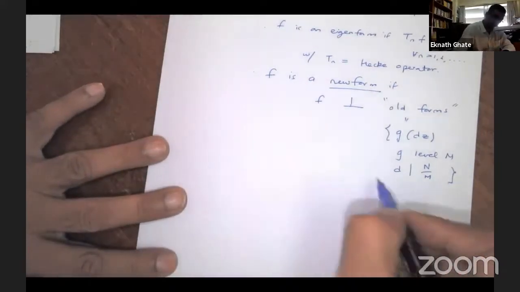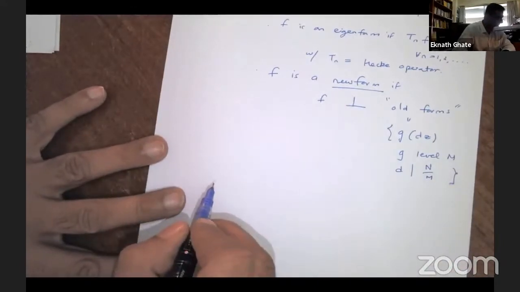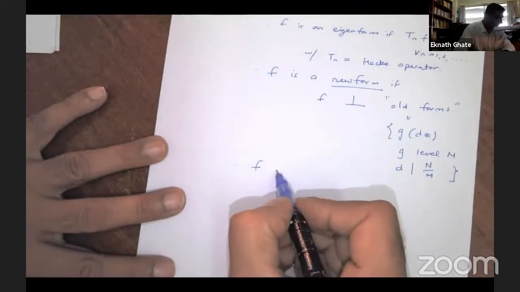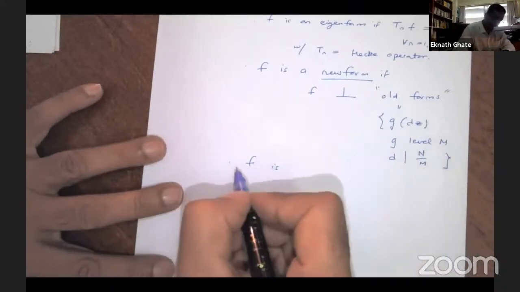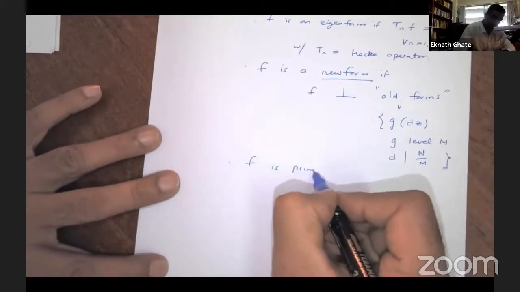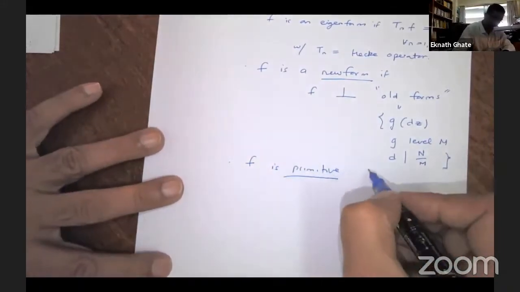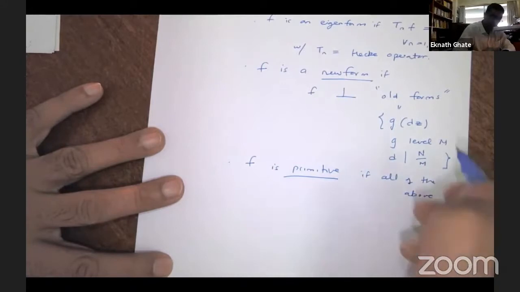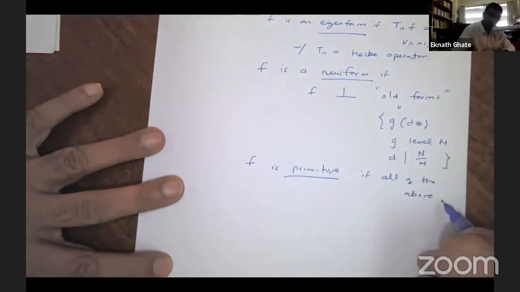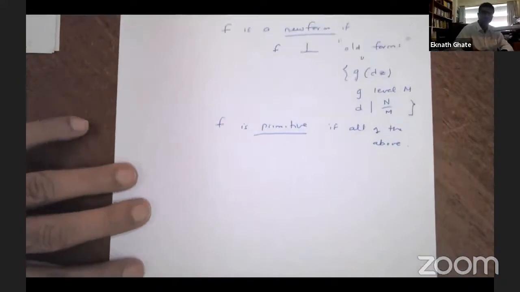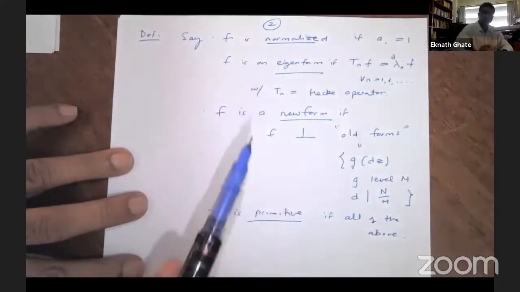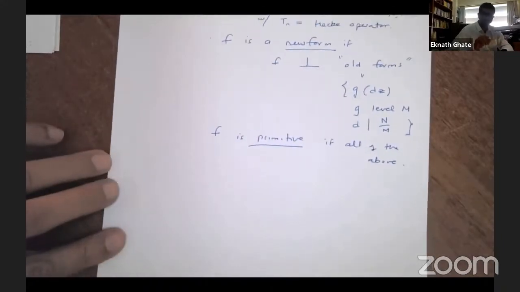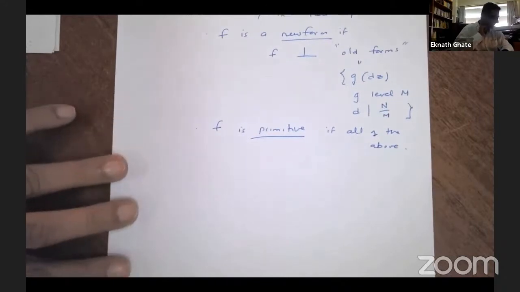Okay. So I won't write here under the Petersson inner product, which was defined last time. And finally, we say that f is primitive if all of the above hold. So I don't want to say normalized form, eigenform, and new form each time. So primitive form for me will be a form which is normalized, an eigenform, a new form, all these things. Okay, so we will mostly work with primitive forms, though there's a slight subtlety in the theory of modular forms, which I'll get to in a second.